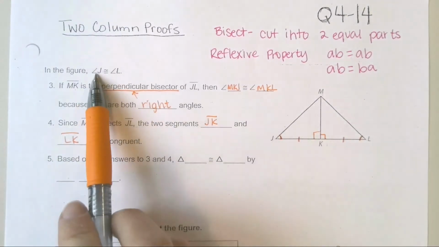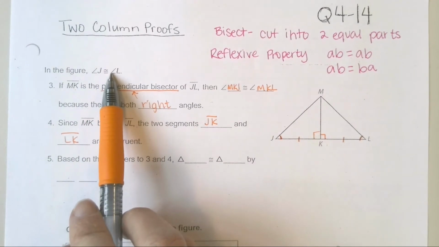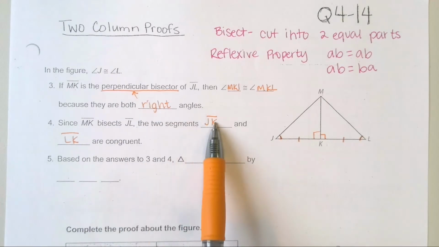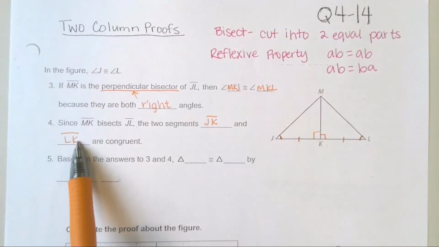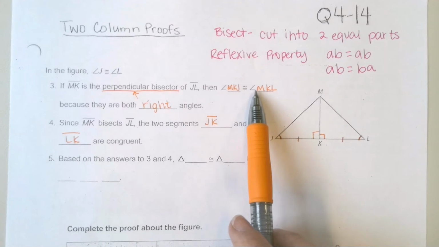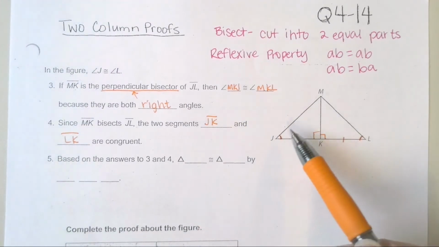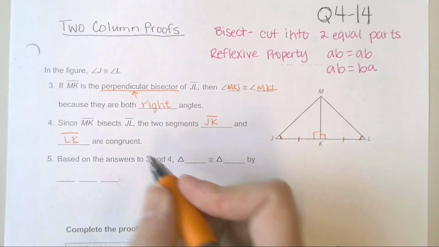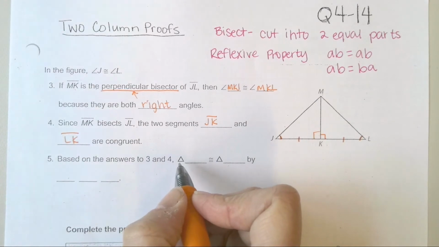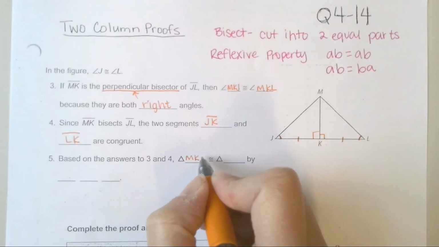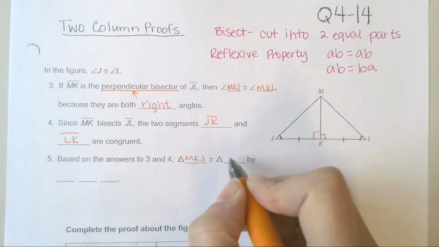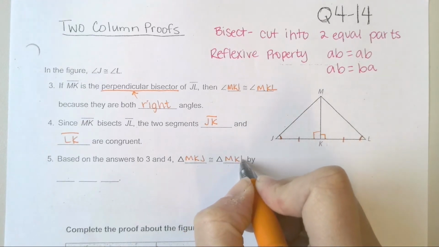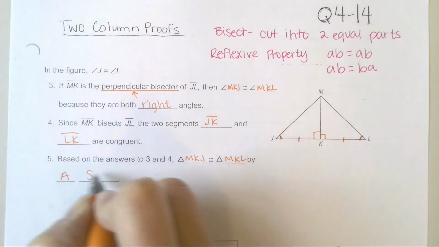Because we have angle J congruent to angle L, we have side JK congruent to side LK, and we have angle MKJ congruent to angle MKL. We have an angle, a side, and an angle. We know that triangle MKJ is congruent to triangle MKL by angle side angle.